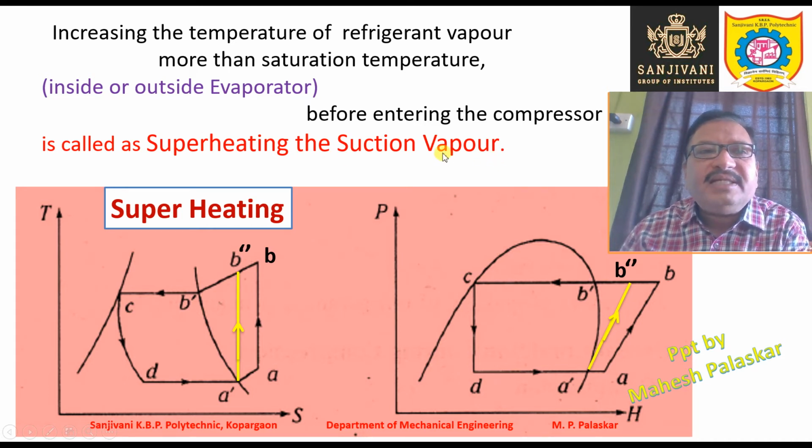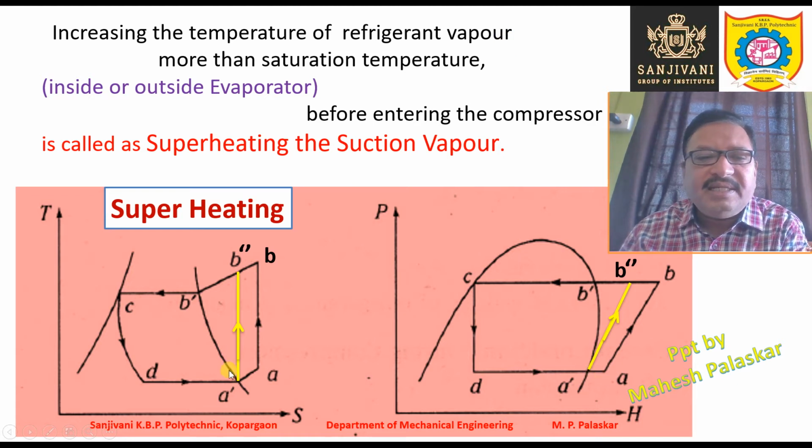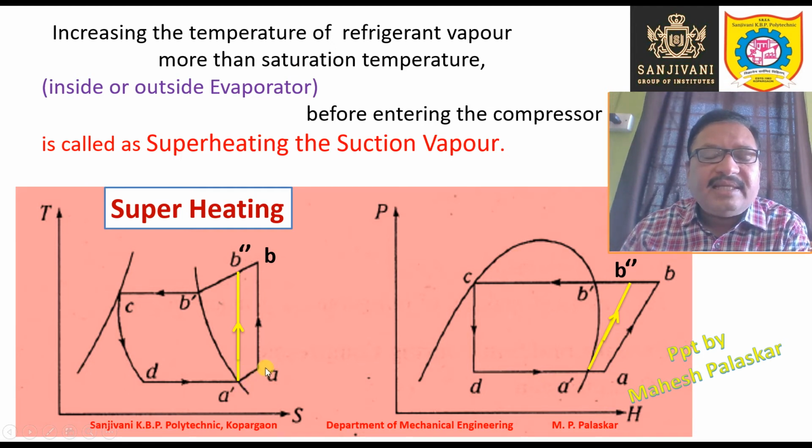So what is superheating the suction vapor? Increasing the temperature of the refrigerant vapor more than saturation temperature. At A dash the temperature is equal to saturation temperature. At A the temperature is more than saturation temperature, so that is superheated temperature. And that can be done inside or outside the evaporator, and it is done before the refrigerant enters the compressor. So AB is the compression process. This superheating is done before the entry of the refrigerant to the compressor, right?